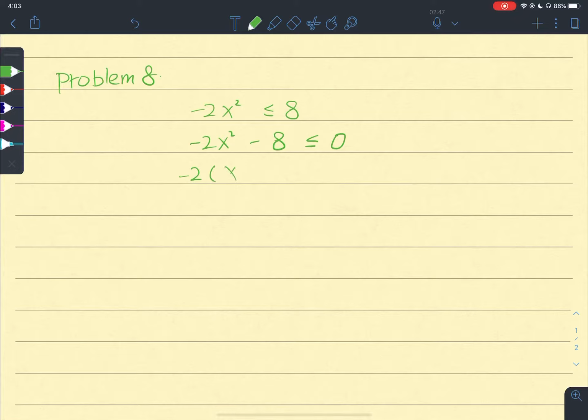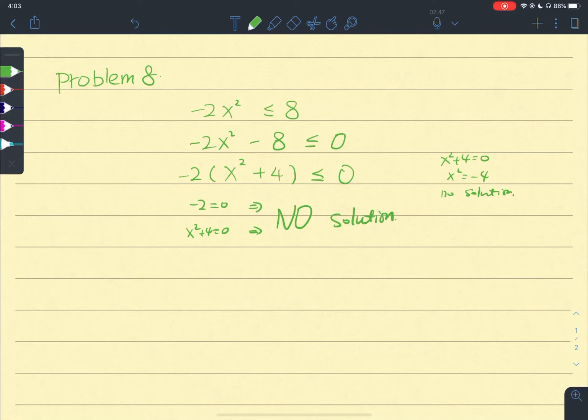So we end up with -2 times (x squared plus 4) less than or equal to 0. This is still a second order expression, so I really hope I can factor it, which technically is not possible, because if x squared plus 4 equals 0, it means x squared is -4. There's no solution. So the general idea is you try to set each of the factors you have on the left side to be 0, and you find for both cases there's no potential solution.